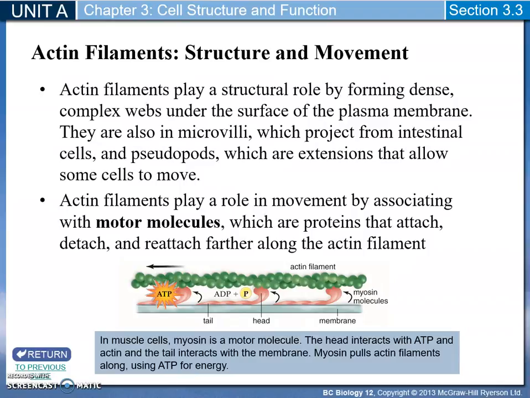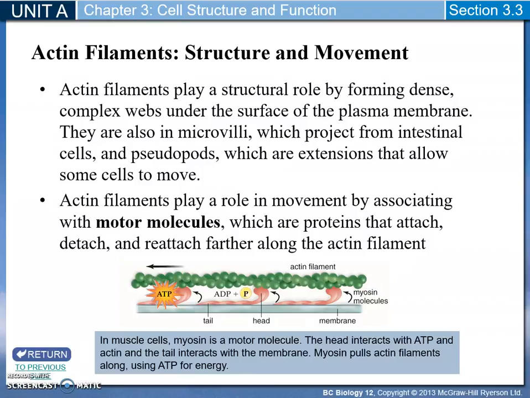The structure and the movement then: actin filaments play a structural role by forming dense complex webs under the surface of the plasma membrane. They're also in microvilli, which project from intestinal cells, and pseudopods, which are extensions that allow some cells to move, for example, the amoeba.